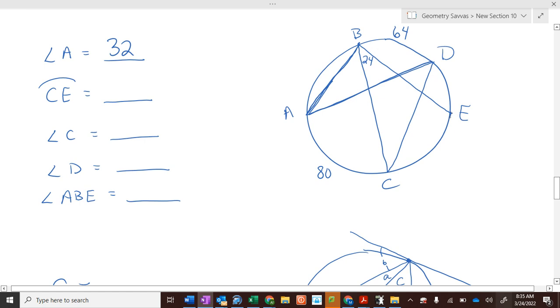What is CE, this arc down here? 48. Because the angle's half the arc, so the arc is twice the angle.